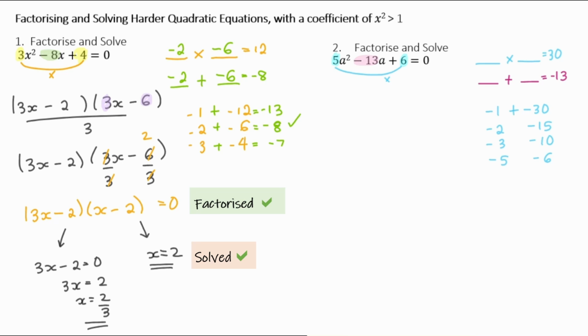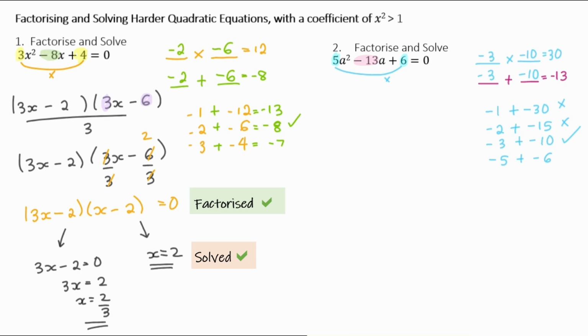Now if we add all of these factors to see which one gives us negative 13, the first one gives us minus 31, so it's not that. The second one gives us negative 17, so it's not that. But the third one does give us minus 13, so we are going to be using minus 3 times minus 10 to give us 30, and minus 3 plus minus 10 to give us negative 13.